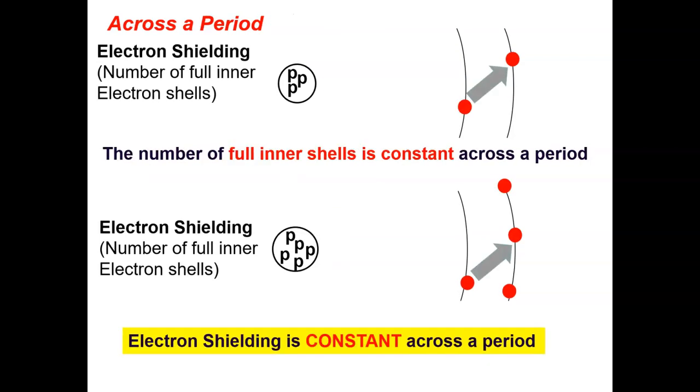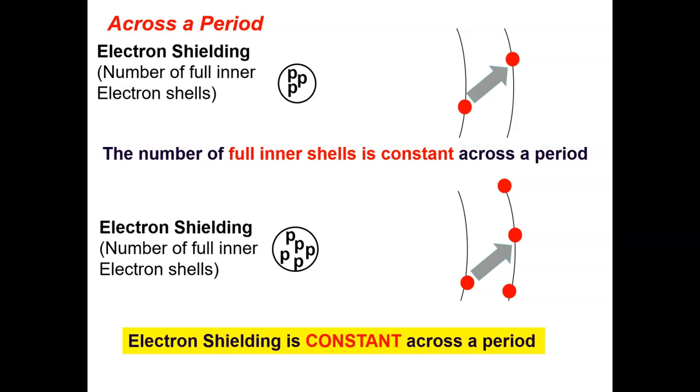Well, in the same period, remember, you're adding electrons to the same outer shell, not an extra shell, but the same shell. So this is different. The electron shielding is constant as we go across a period on the table. It doesn't get bigger because we've got the same number of inner shells, not an extra one. So this makes a difference. There is the same shielding as we go across.